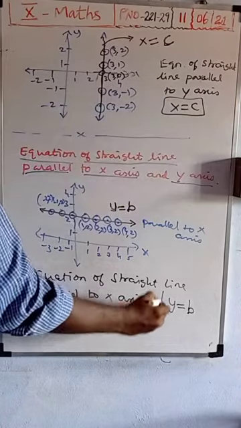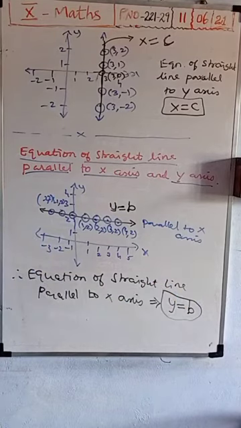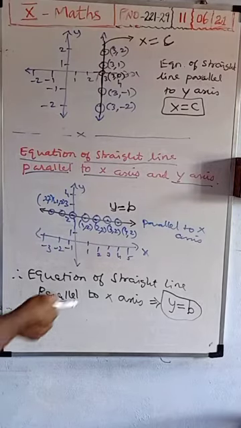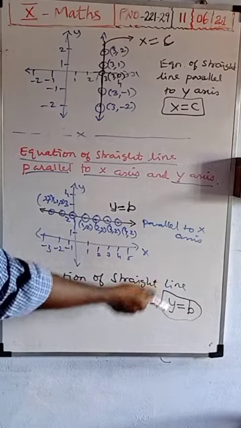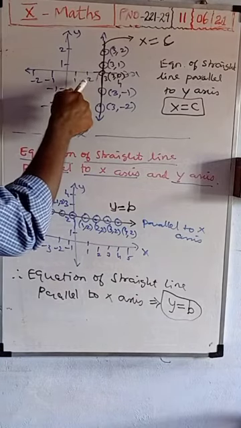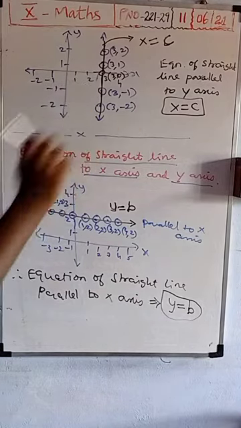Here y equals b, there x equals c, where b and c are constants. This is the concept of equations of a straight line parallel to the x axis and y axis. Remember the opposite: x axis means y is equal to some constant, and y axis means x is equal to some constant. That's all. Next, equations of a straight line in various forms.